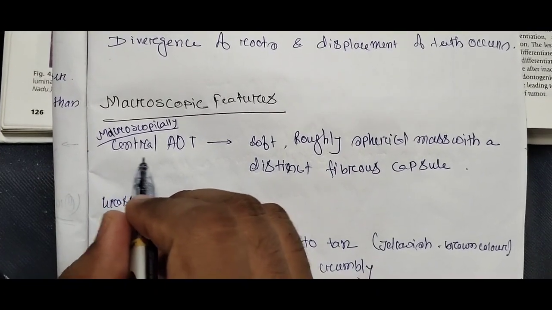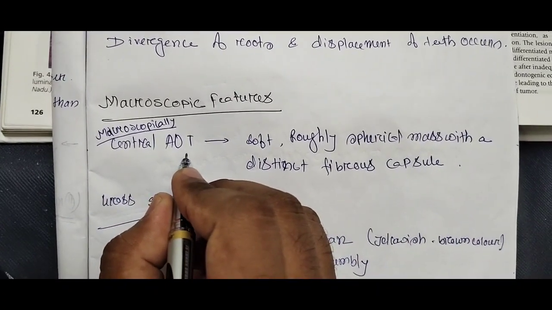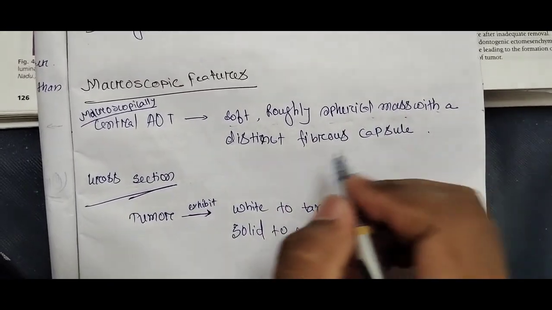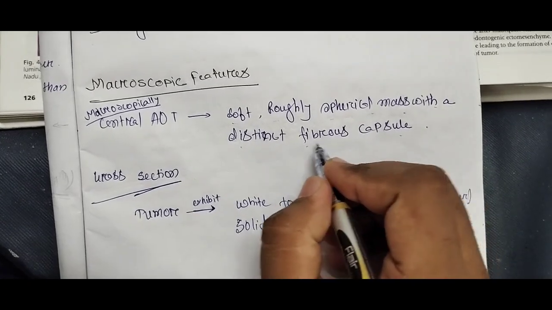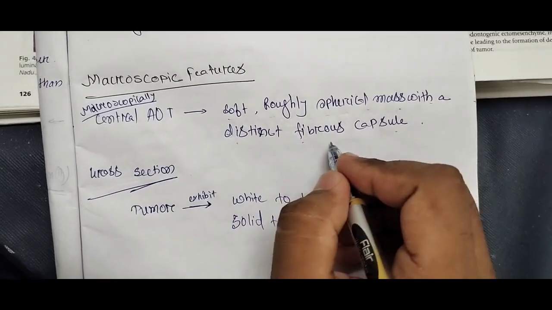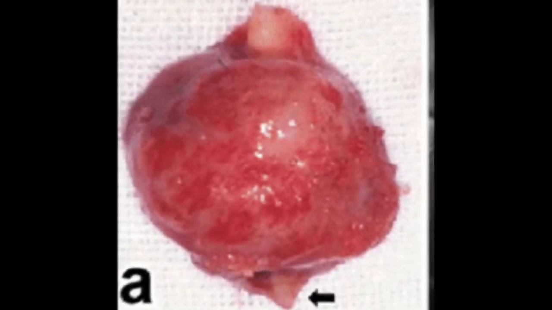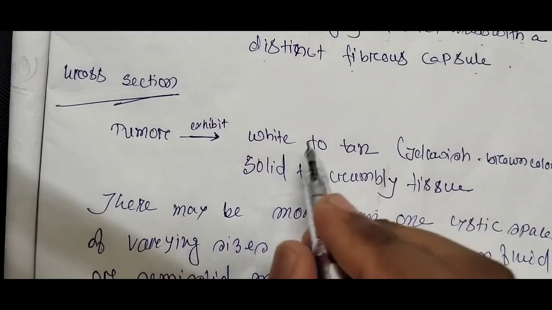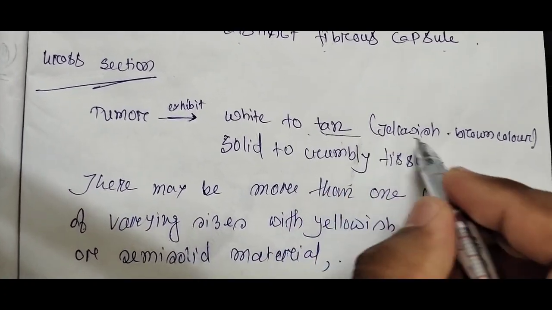Microscopically, we see that the central adenomatoid odontogenic tumor is a soft, roughly spherical mass with a distinct fibrous capsule. That means this capsule is formed of fibers. We see the figure. Under cross section, the tumor exhibits a white to tan color. Tan means yellowish brown.